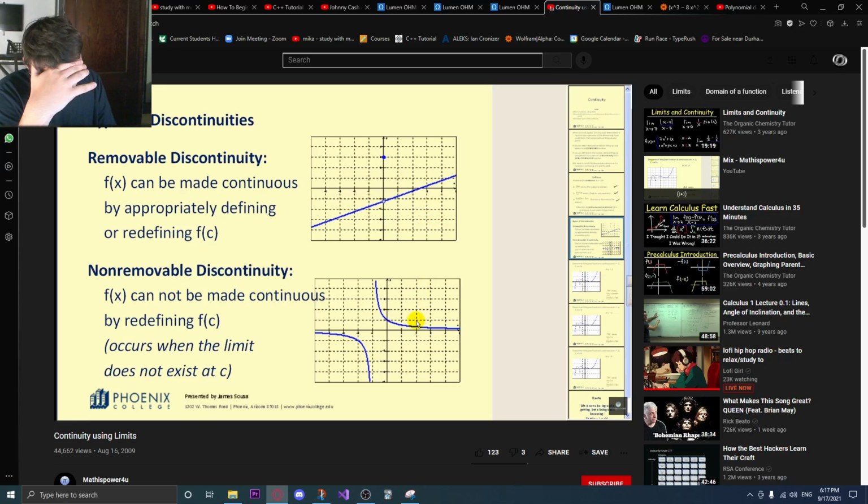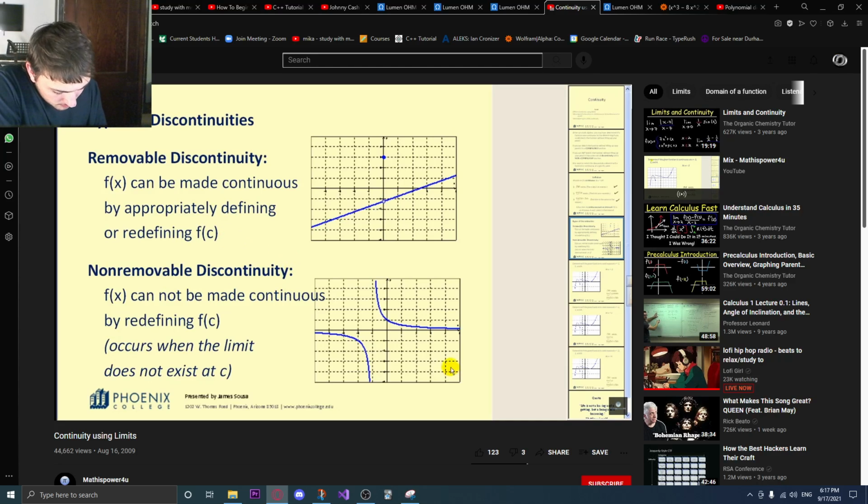Here are two functions that are not continuous. They contain discontinuity. Now this first function, you can see, is really only discontinuous at this point. If I was to take this point and move it back down into this position, it would then make the function continuous. This is called removable discontinuity. f(x) can be made continuous by appropriately defining or redefining f(c).